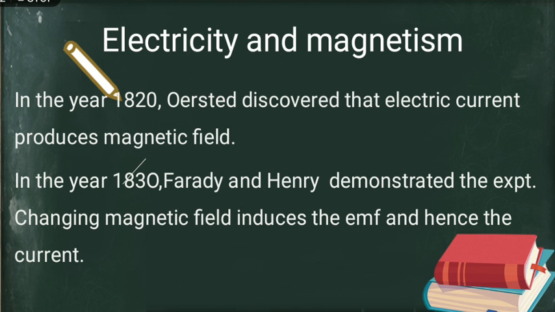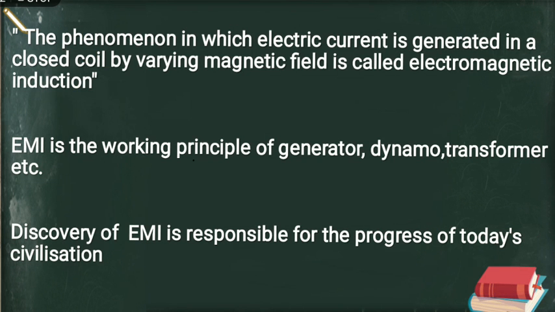Later, in the year 1830, Faraday and Henry performed the experiment that when we change the magnetic field, an EMF is induced, hence the current is produced. That phenomenon itself is called electromagnetic induction. So, the phenomenon in which electric current is generated in a closed coil by varying the magnetic field is called what? Electromagnetic induction. Okay. EMI is the notation which I use for electromagnetic induction.